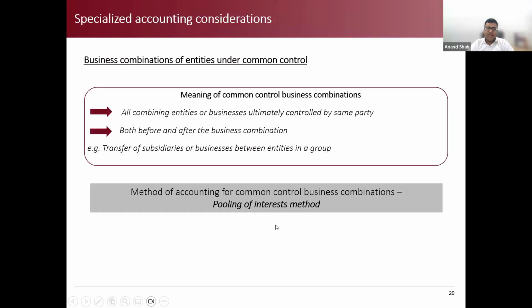Okay. Yes, and in case it's a transaction between entities under common control, as I said before, Ind AS 103 does not apply. We do not need to do a PPA. In that case, you will do a simple pooling of interest method where you will just add across the assets and the liabilities of those entities at book value.